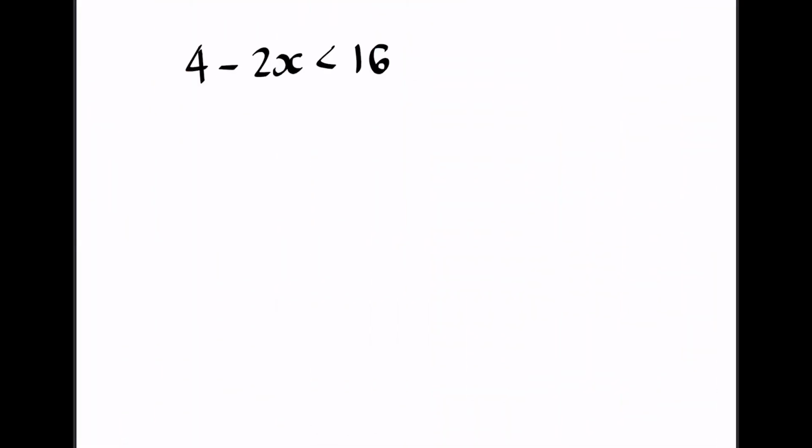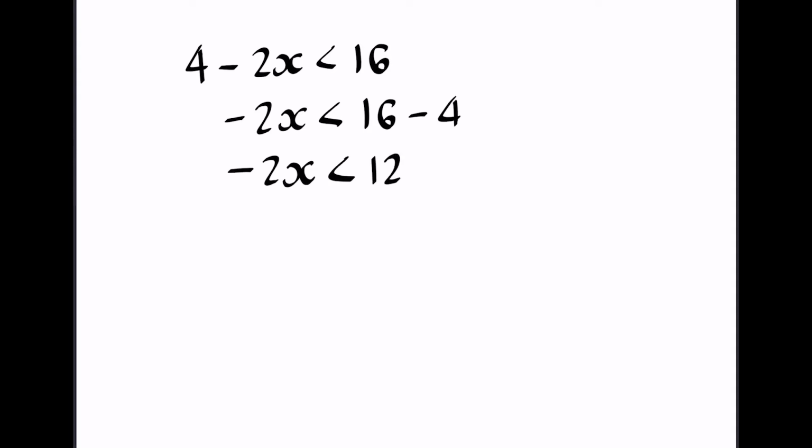So if we have 4 minus 2x is less than 16, I want to start by isolating this x. So minus 2x, keep everything the same, is less than 16. The positive 4 when it goes across now becomes negative 4. So now I have minus 2x is less than 16 minus 4, which is 12. All right, so now I have minus 2x is less than 12.